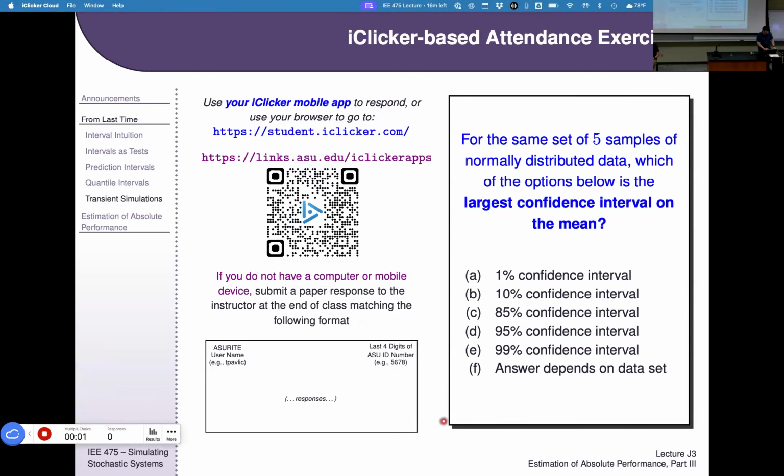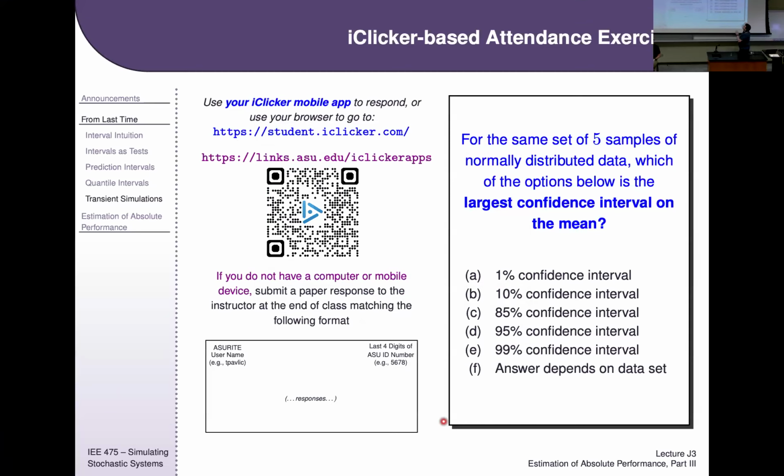Okay, so the poll should be open. Assume you've got 5 samples, the same set of 5 samples, and assume they're normally distributed. Which of the options below will be the largest confidence interval, the one where the upper bound minus the lower bound is the largest? Is it the 1% confidence interval, 10, 85, 95, 99, or does it depend on the data? Go ahead and clock in your answer.